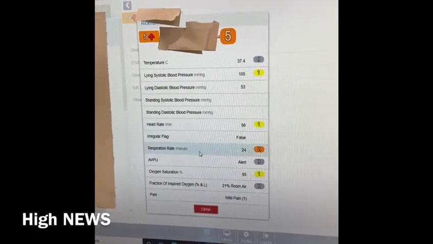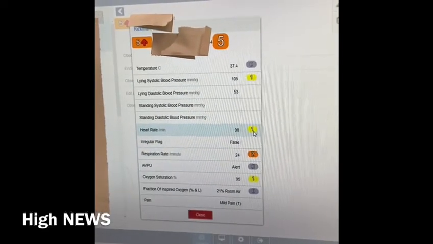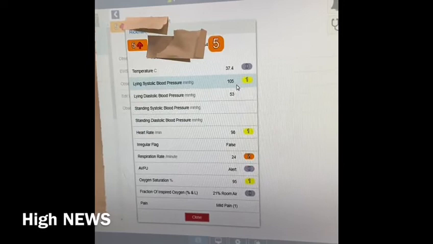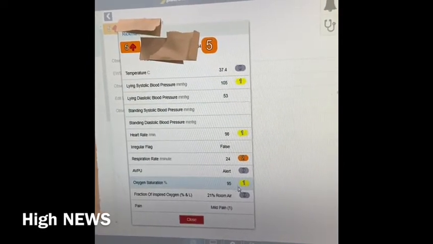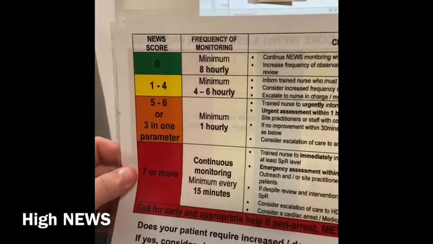So she's scoring a 2 for her respiration rate. Her heart rate's still 98, so that's a 1. Her blood pressure's dropped, so that's scoring a 1. And her oxygen saturation is below 96, so that's also scoring a 1. So with this, she's scoring a 5.